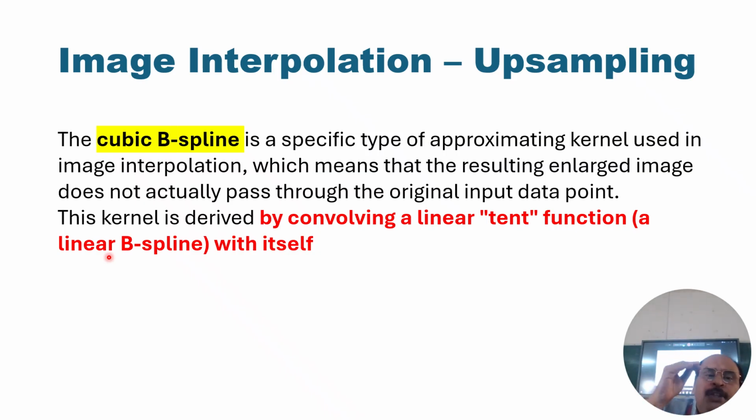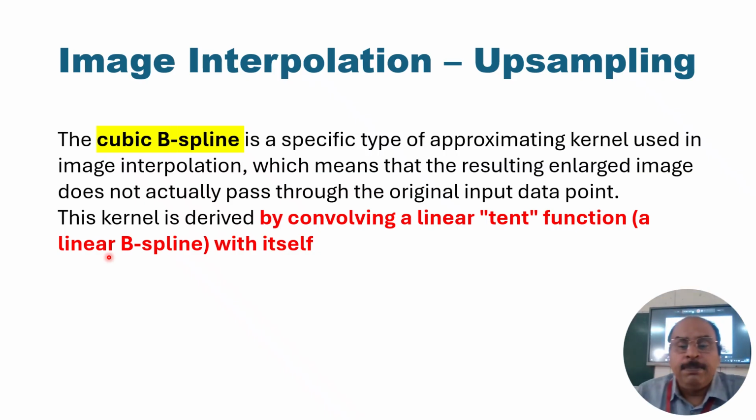So coming back to interpolation, interpolation is of two types. The first type is called linear interpolation, and the second type is known as cubic B-spline interpolation. Upsampling always denotes increasing the size of the image.